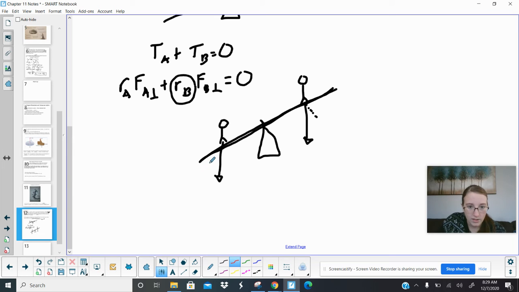Okay, so this is again the force of gravity for Aquila. This is again the force of gravity for Bree. But what we want is perpendicular. So if you can tilt your head here, draw straight down. That is now perpendicular. That's a right angle right there to our lever. And here's our right angle.